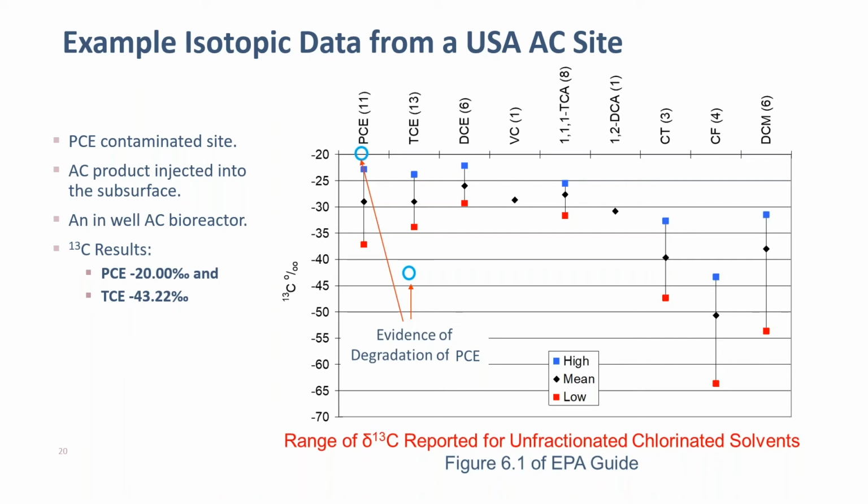And the reason you can tell is the PCE is getting much heavier up there. Remember, these are negatives, so it's getting heavier as it goes up. And then the lightest material is being degraded first. So that evidence of the degradation of PCE as it turns into TCE becomes very, very light. So you see it's at a minus 43.